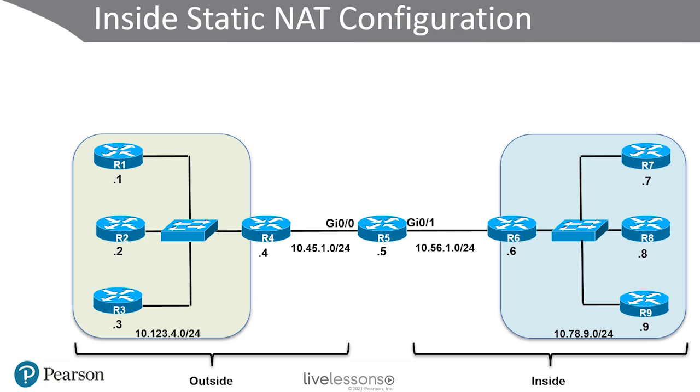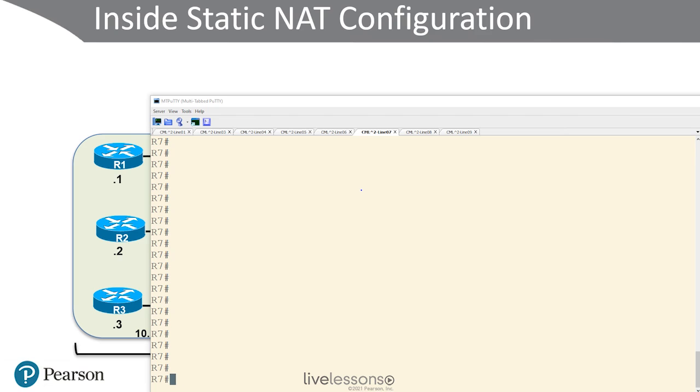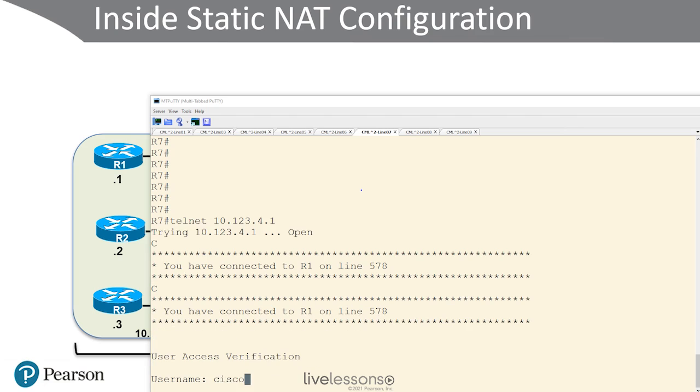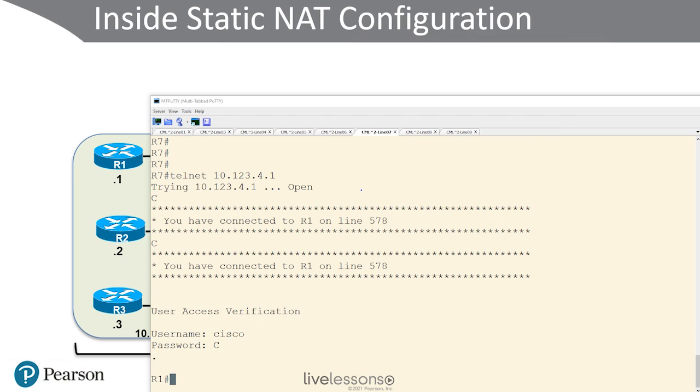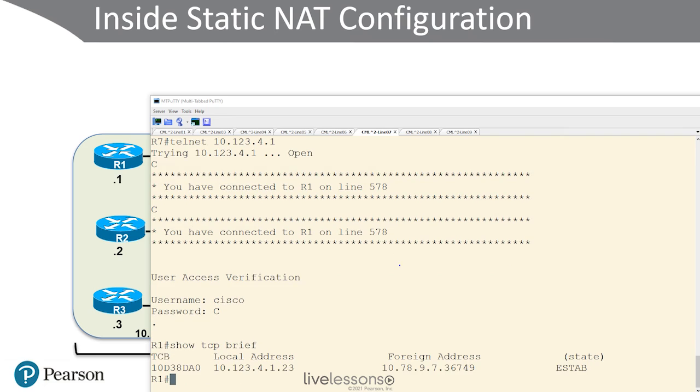Let's go ahead and log on to R7. And so we will telnet to R1, which is at the 10.123.4.1 IP address. We will log in, and then we will run the command show tcp brief. And that displays the local address, which is the address that this router detects it is, and it will show the foreign address, which is the source address of the packets that it is receiving. So in this case, it is detecting that the IP address establishing this session is coming from 10.78.9.7, which is R7, without any network address translation.